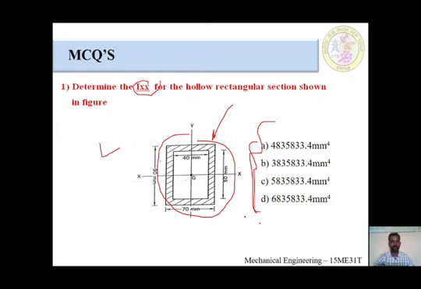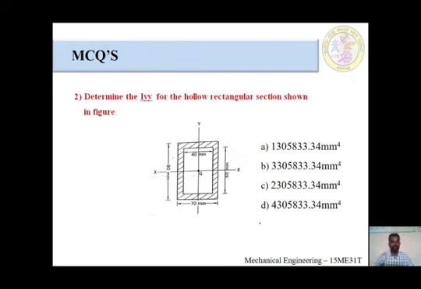Okay, we will move to the second question. Second question is determine the Iyy for the hollow rectangular section shown in the figure. This is like the previous problem. In the previous MCQ they have asked Ixx. Here they have asked Iyy. There would be four options.